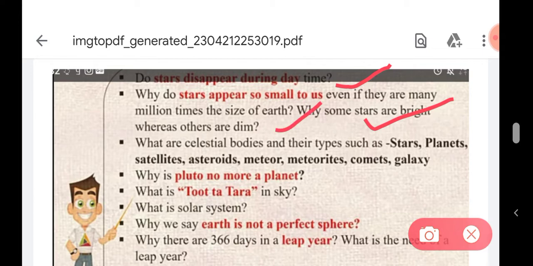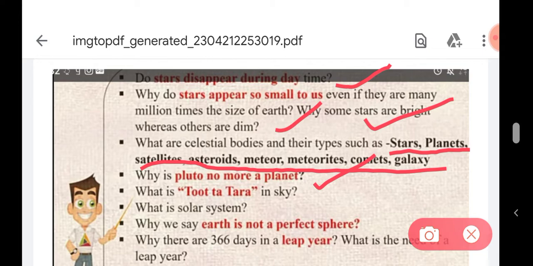है ना, ये सारे क्वेश्चंस आपके माइंड में आते हैं, and we will find the answers of these questions in this video. So what are celestial bodies and their types, such as stars, planets, satellites? क्योंकि ये सारी celestial bodies हैं और इन सब के बारे में भी हम इस चैप्टर को कवर करेंगे. Okay, so celestial bodies, asteroids, meteoroids, comets, galaxies.